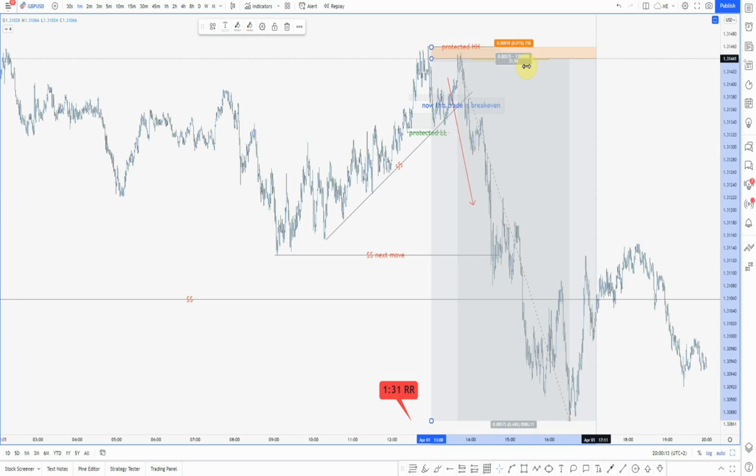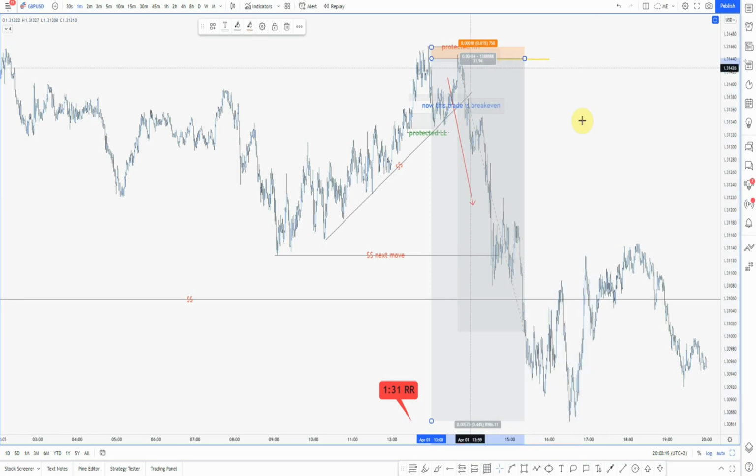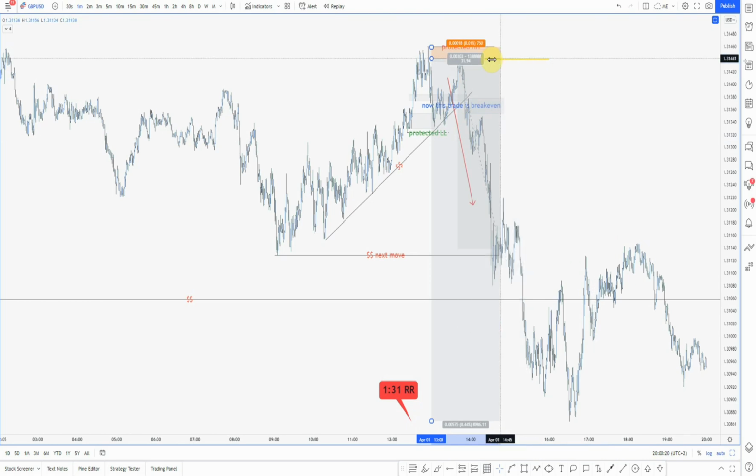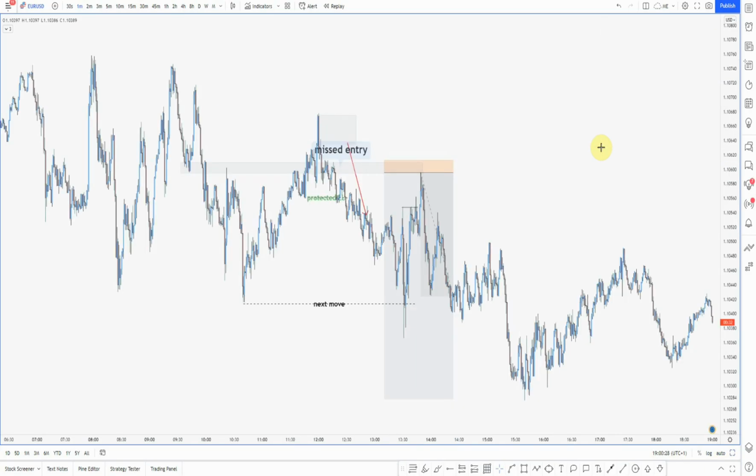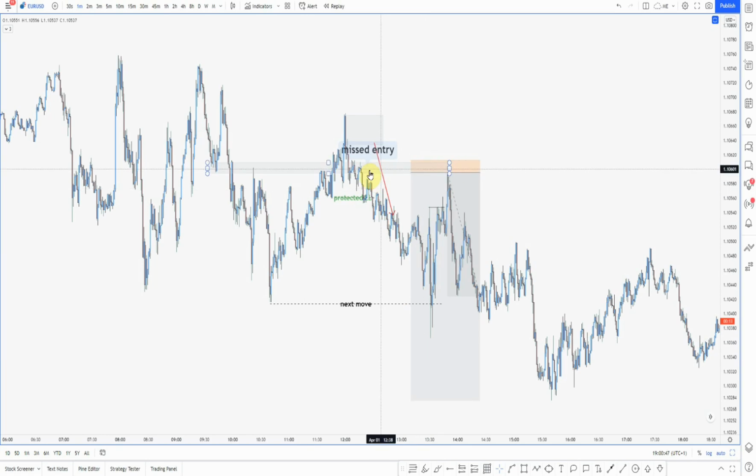Here we have like 1 to 13, 2 hours in GU. You can see clearly this is GU, and the other I have EU. Here we have like 1 to 19 hours almost, and my entry was here.